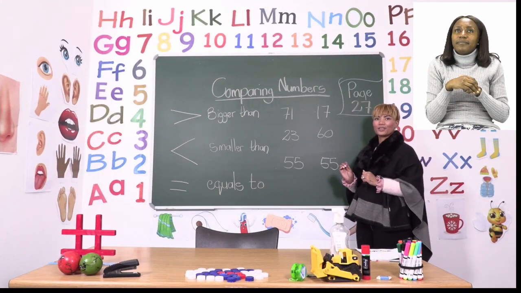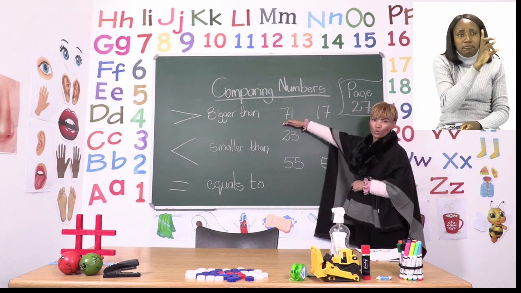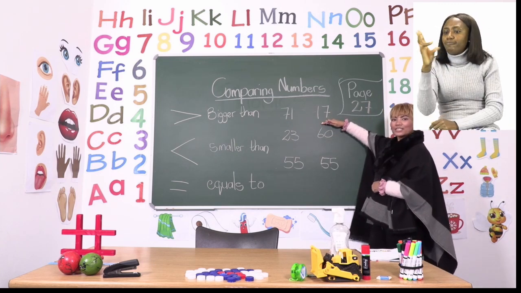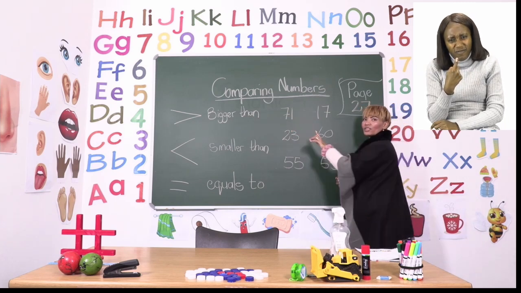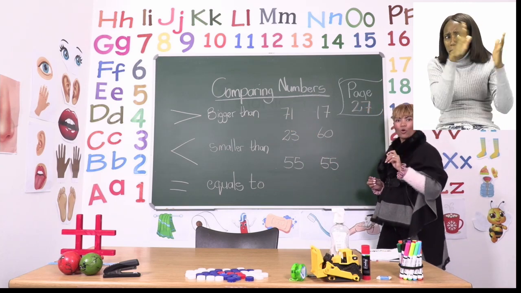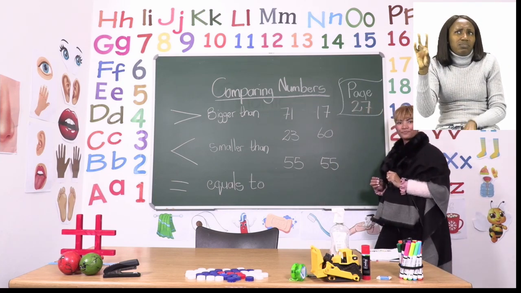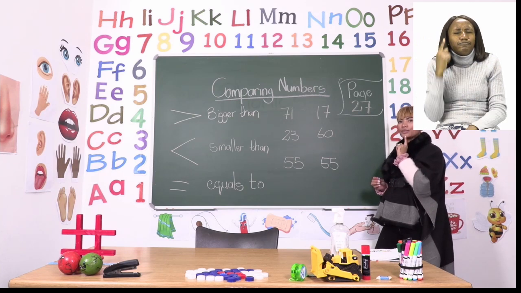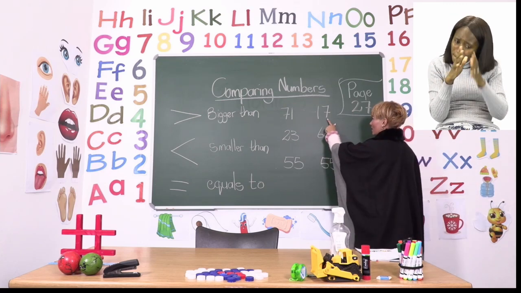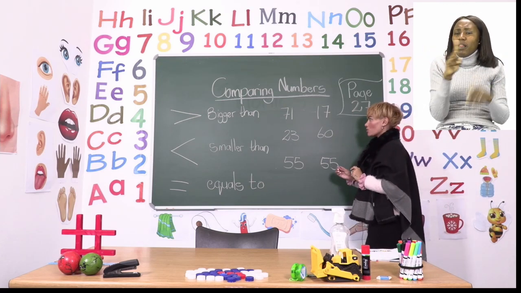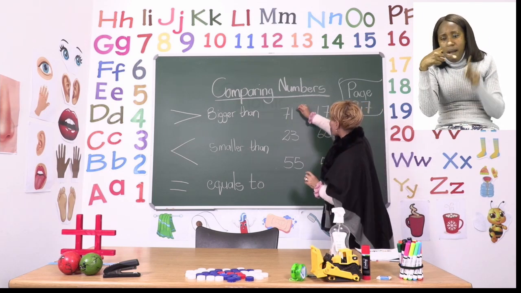So the first example that we have, these two numbers, the first number is 71, then we have 17. Now you need to ask yourselves, is the number 71 bigger than, smaller than, or equals to the number 17? Let's think for a minute. 71 is bigger than 17. So that means we put in the bigger than sign.